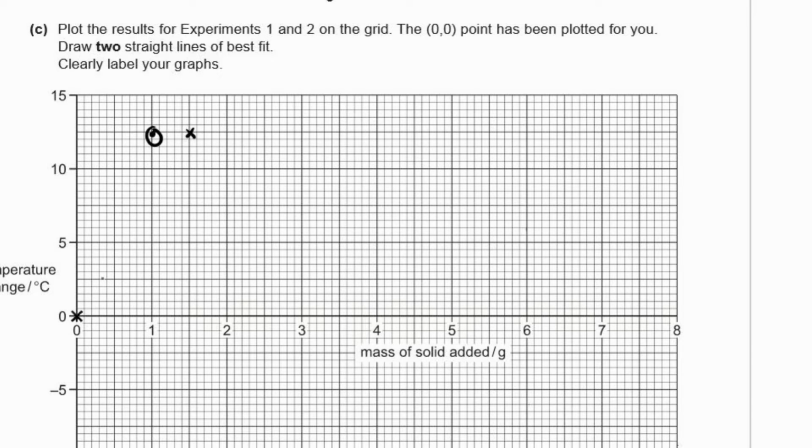You won't lose a mark either way, according to the mark scheme and the examiner's report. So you won't lose any marks if you do both lines as X's, both lines with dot with circle, or one line with an X and one line with a dot with circle, as long as you have clearly labeled your graph.